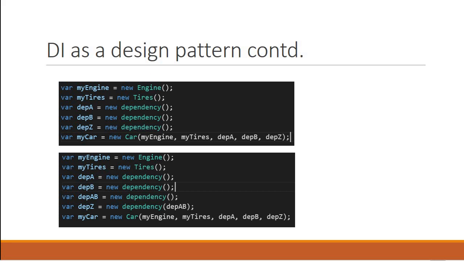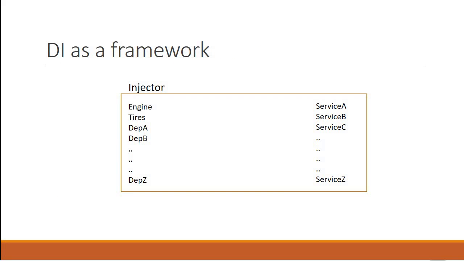And this is where Angular's dependency injection as a framework comes into picture. The DI framework has something called an injector where you register all your dependencies. So the injector is basically like a container of all the dependencies like engines, tires, dependency A, B, and so on. So if you want a car, ask for a car and the injector will provide a car for you. The framework will manage all the dependencies so that you don't have to keep track of it. The DI framework makes the developer's job that much easier.